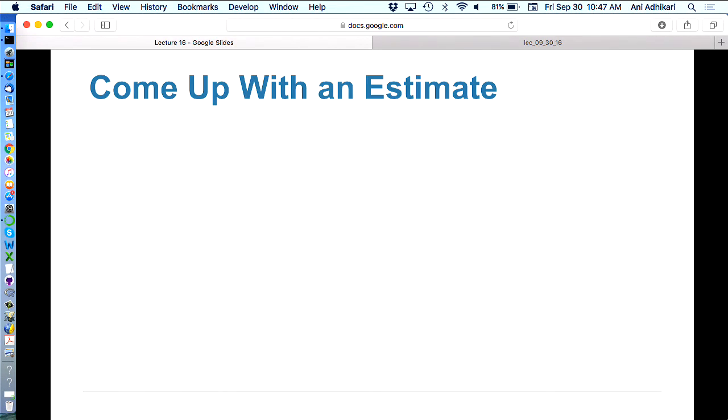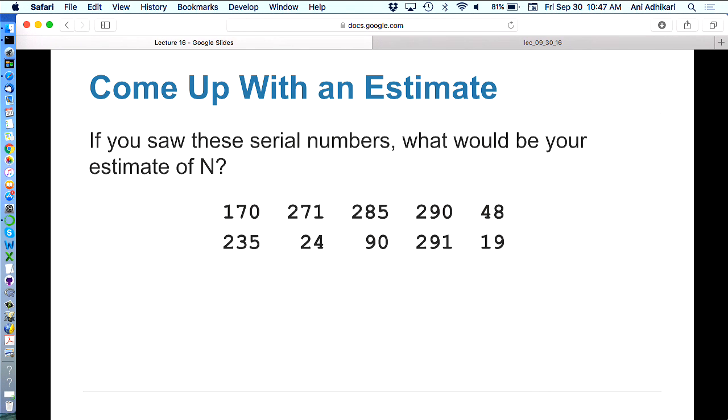So our goal is to come up with an estimate based on a sample. And I'm giving you a sample. Talk to your neighbor. What might you do? Think about what you're trying to estimate and think about what you might do if these were the planes that you saw.